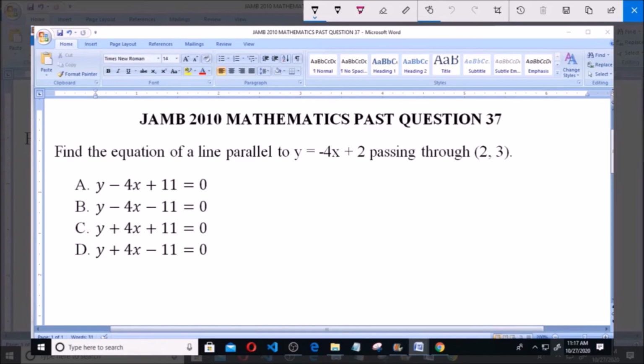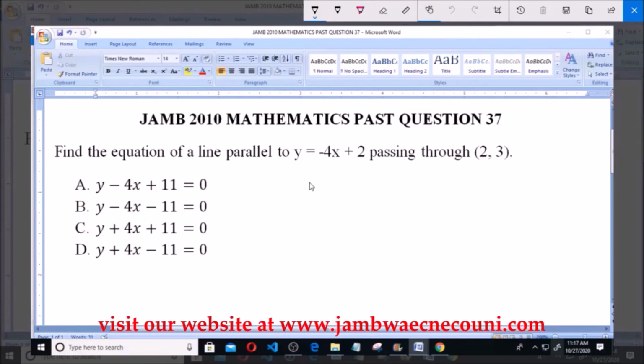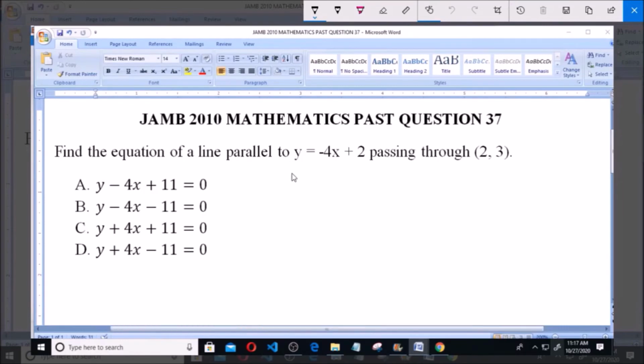So we have to find the equation of a line parallel to another line, which is y equals minus 4x plus 2. This is the equation of the line. Now, first of all, we have to find the gradient of this first line. From the equation of a line, y equals mx plus c, you will see that the gradient of this line, m, is equal to minus 4.